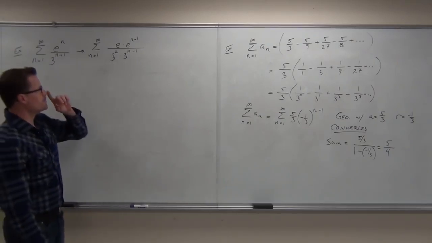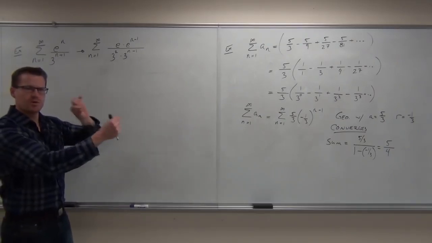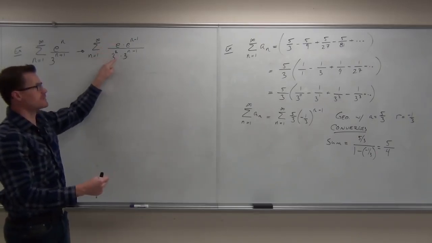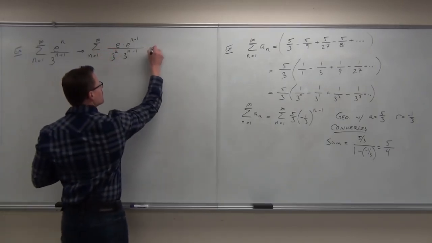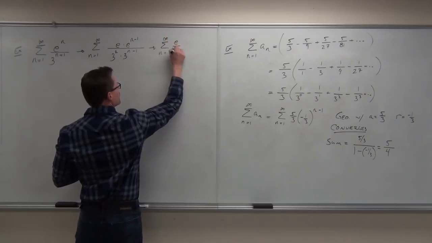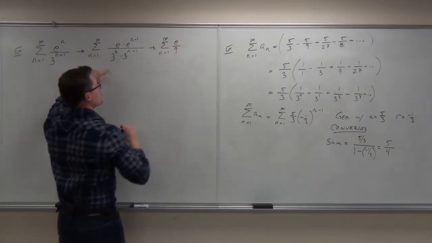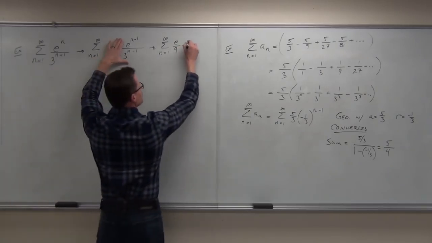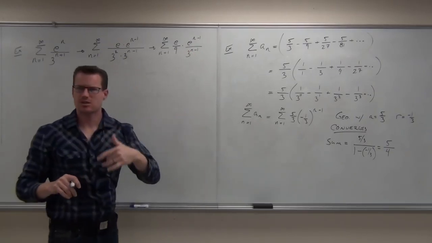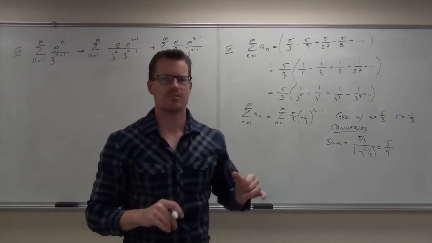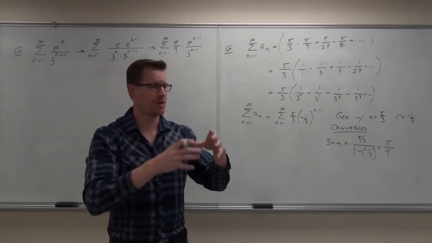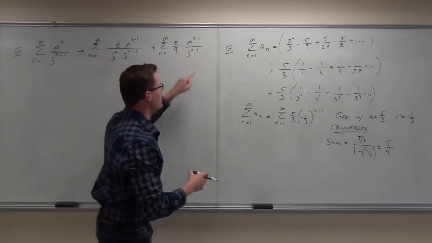Hey, quick question. Can I separate fractions by multiplication? Yes. Is this a constant? That's e over 9. This is e over 9 times e to the n minus 1 over 3 to the n minus 1. Tell me something about e to the n minus 1 over 3 to the n minus 1. What could I do with that, maybe? I could make one fraction to a power, couldn't I? Because both my numerator and denominator have the same power.